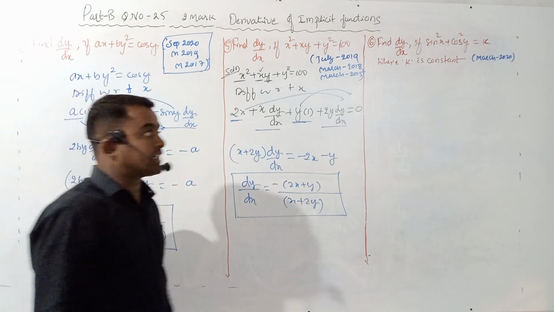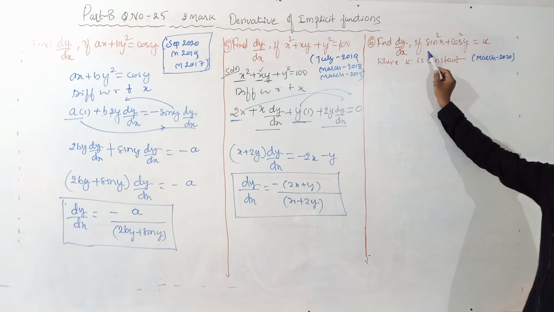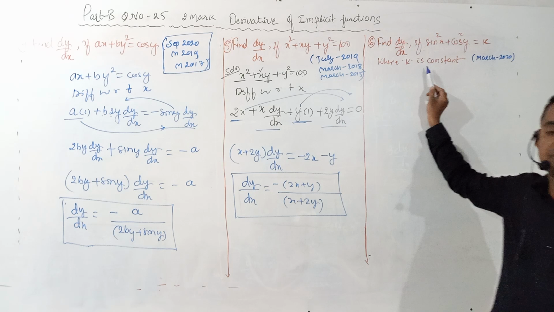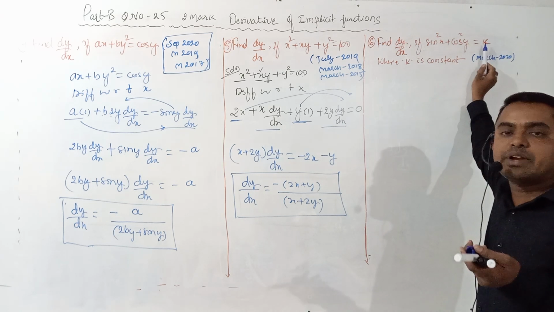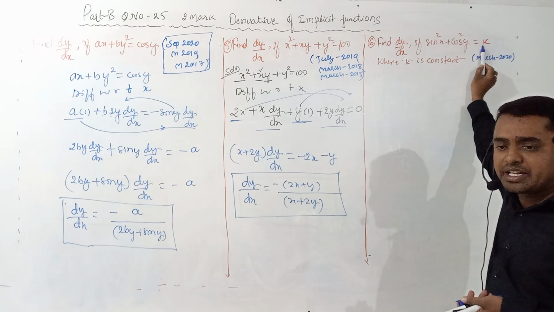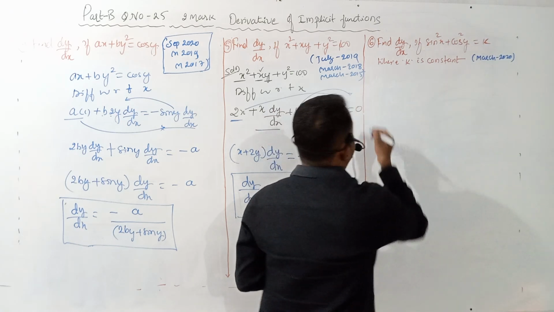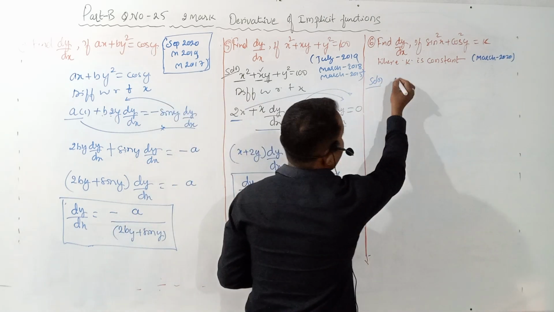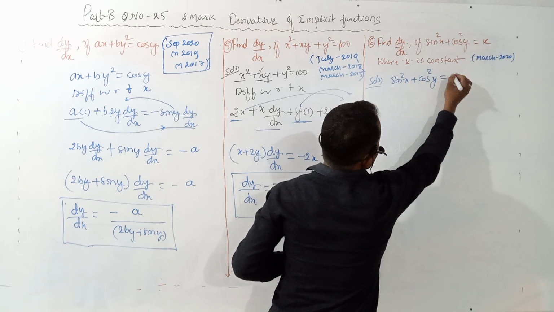Yes. Next one, see here, find dy by dx if sin square x plus cos square y is equal to k, where k is a constant. In the examination, instead of k, it may be given 100. 100 is also a constant. Derivative of 100 is 0. Or it may be given any alphabet that is stated as constant here. So derivative of constant is 0. Yes. Write the given function first. That is the solution of the problem. That is sin square x plus cos square y is equal to k.